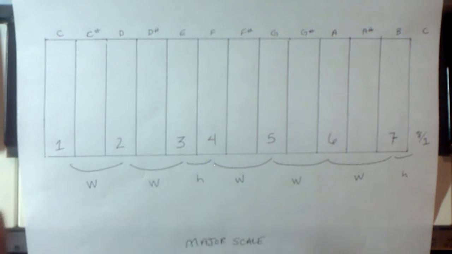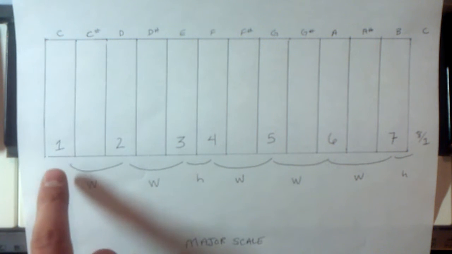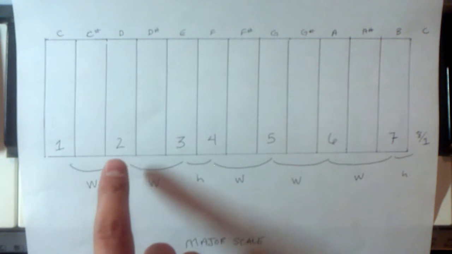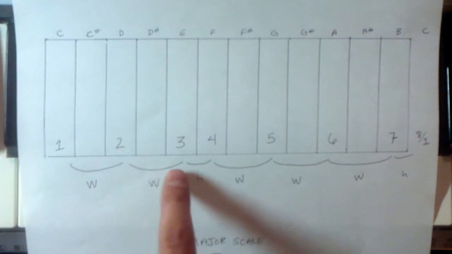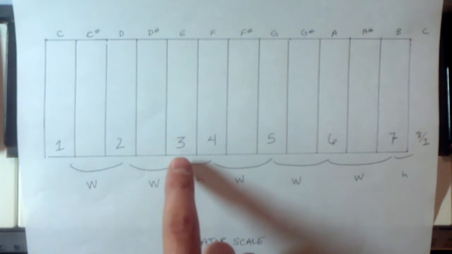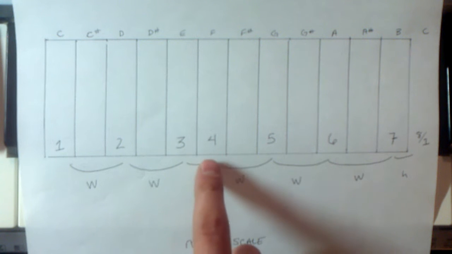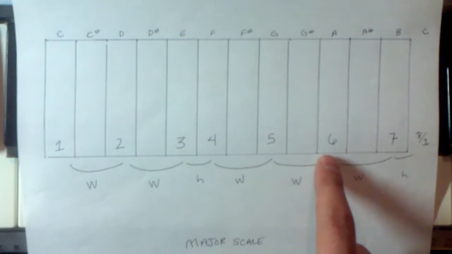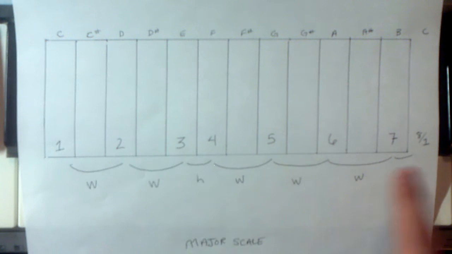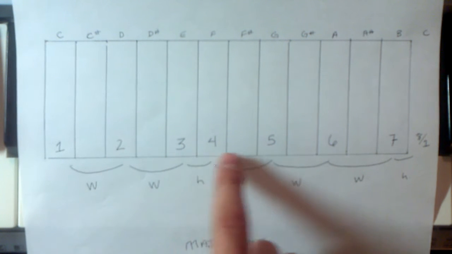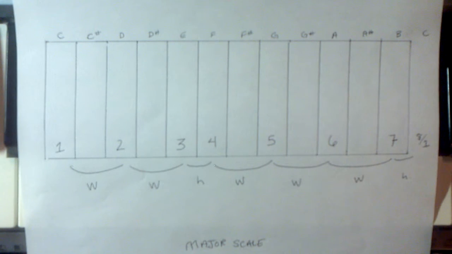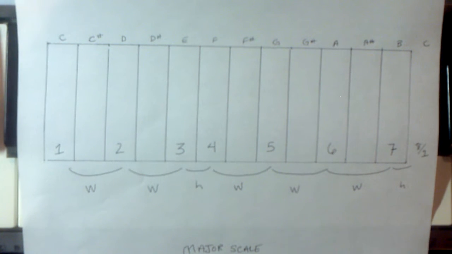The first interval is the 1. A whole step from the first interval is going to take us to the 2. A whole step from the second interval is going to take us to the 3 interval. Half step to the 4, 5, 6, 7, back to the 1, and so on. So just so you understand, 1, 2, 3, 4, 5, 6, 7, and the 1 or the 8. We're going to call these intervals, and these are important.